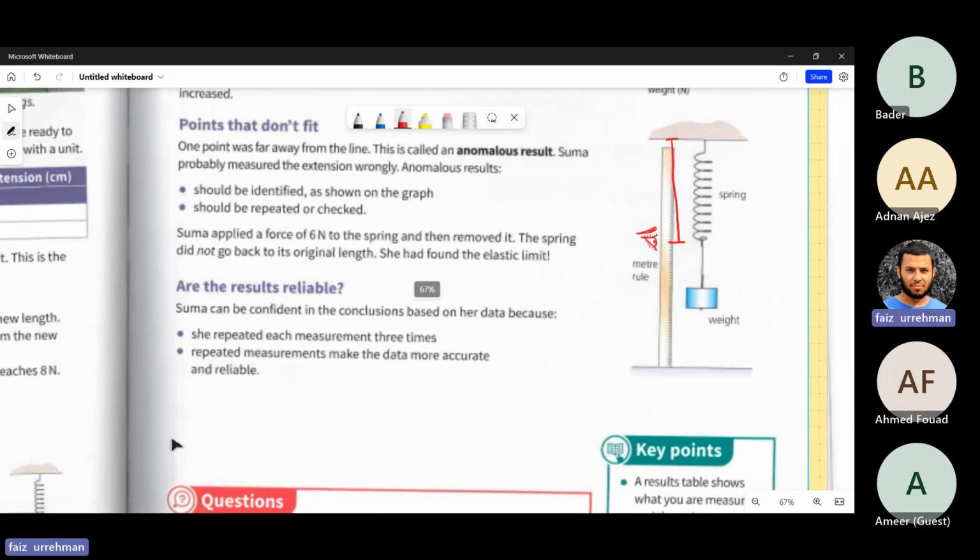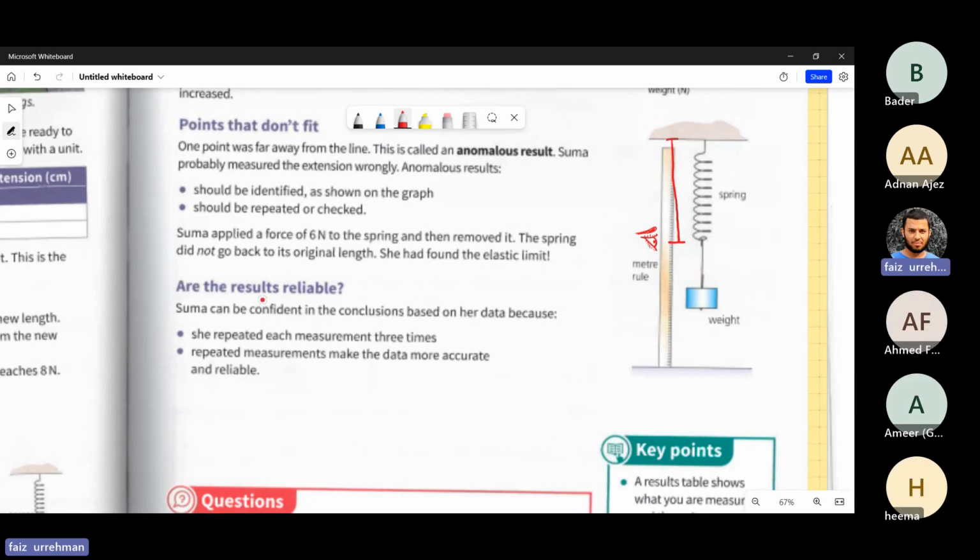So are the results reliable? We have to think with ourselves. Are the results reliable? Reliable means what? Are they giving suitable answers? Are they giving factual, correct answers, or are they giving totally irrelevant, wrong answers? Okay. So for that, what did she do? She repeated the experiment 3 times, meaning she repeated each measurement 3 times.